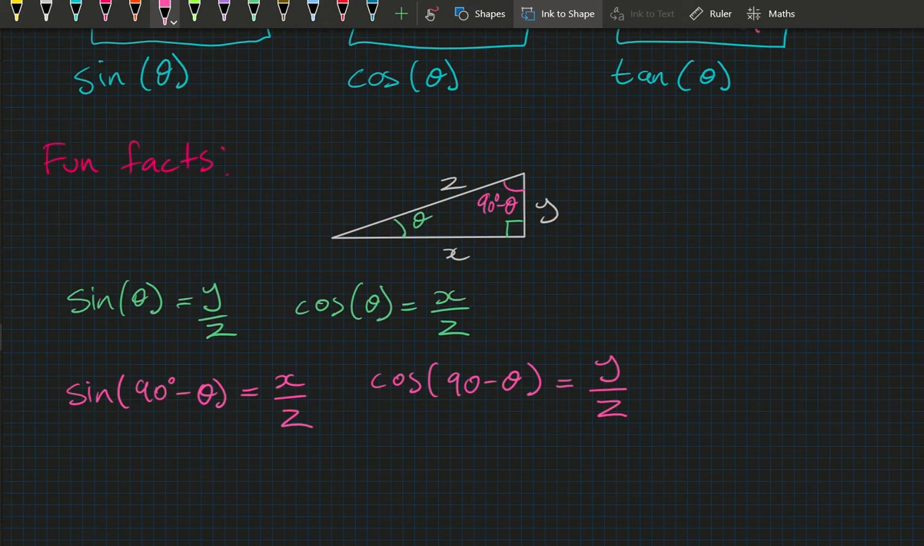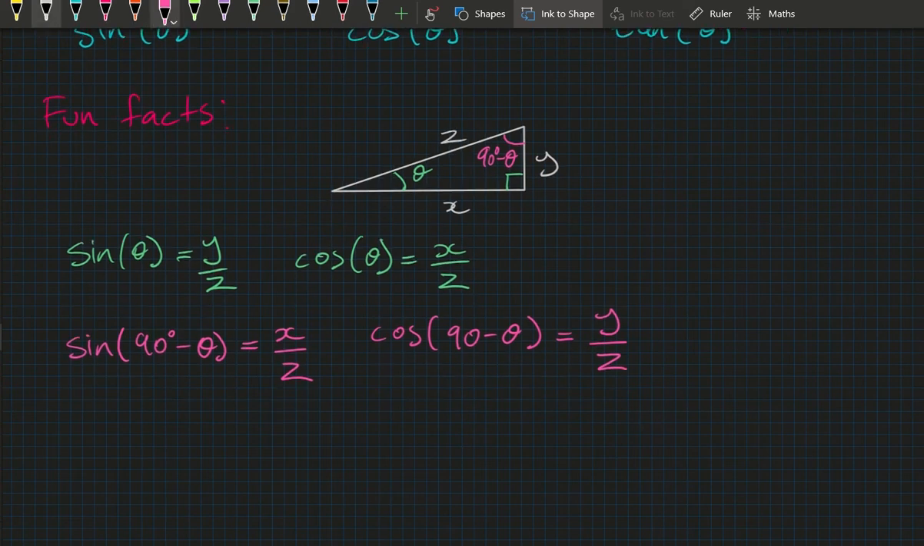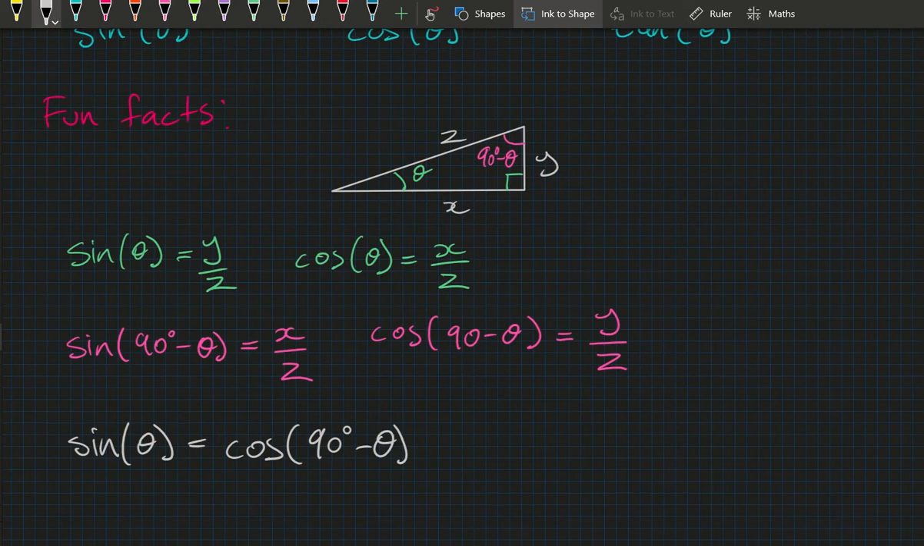Now if we look at the answers to those trig functions, we can see that sine of theta and cos of 90 minus theta are both Y on Z. So that means that sine of theta equals cos of 90 minus theta. And looking at the green cos and the pink sine, we can also see that cos of theta is equal to sine of 90 minus theta.